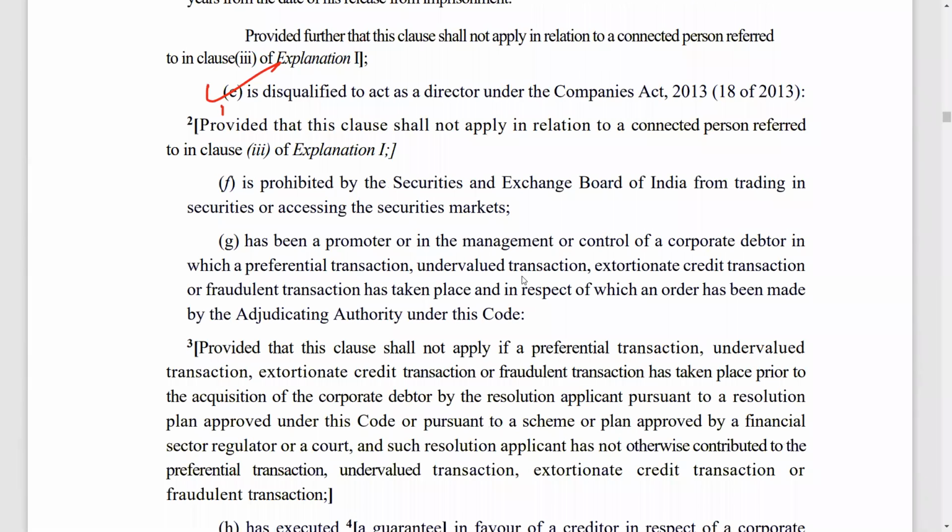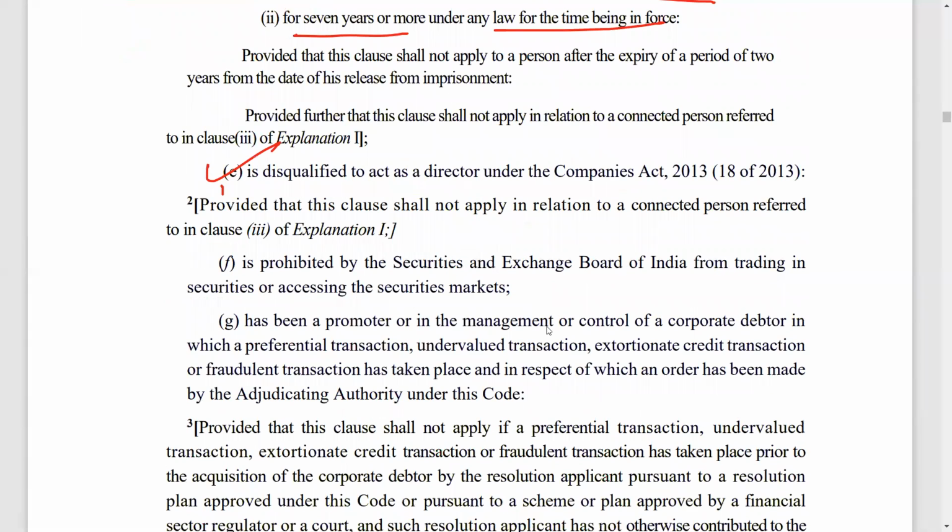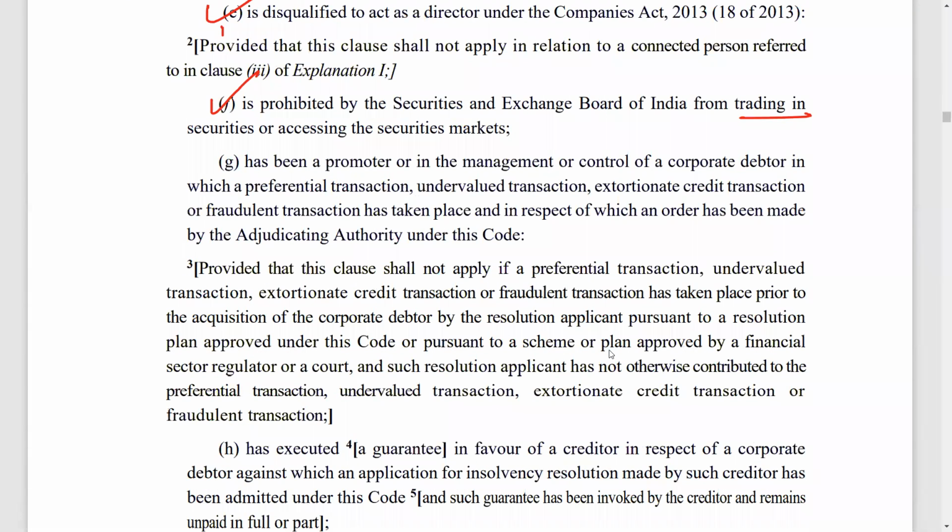If the person is disqualified to be acting as a director under the Companies Act, then again in that case the person cannot be a resolution applicant. If the person is prohibited by SEBI to do trading in the securities or access the securities market, again the person cannot be a resolution applicant.